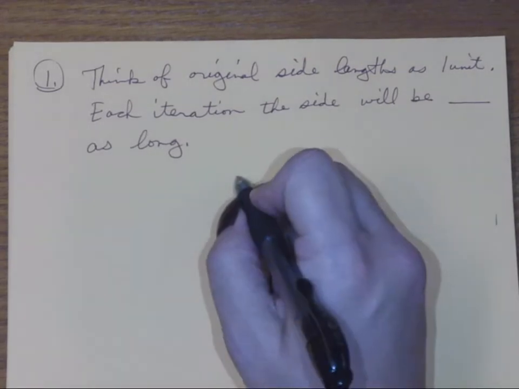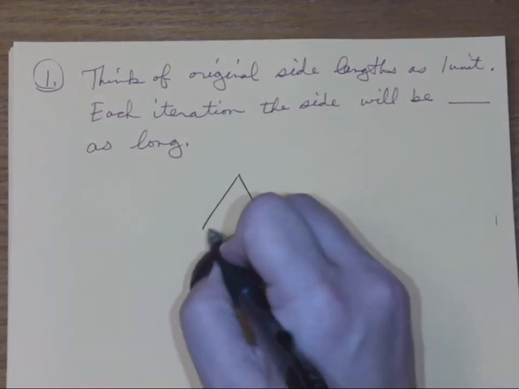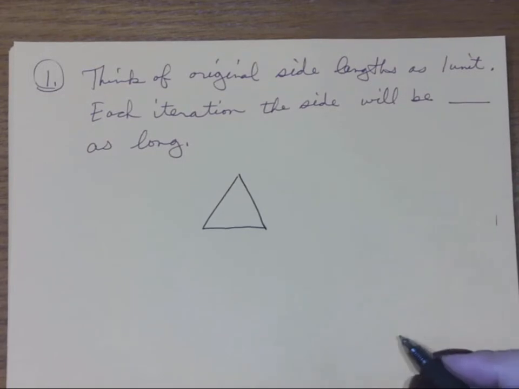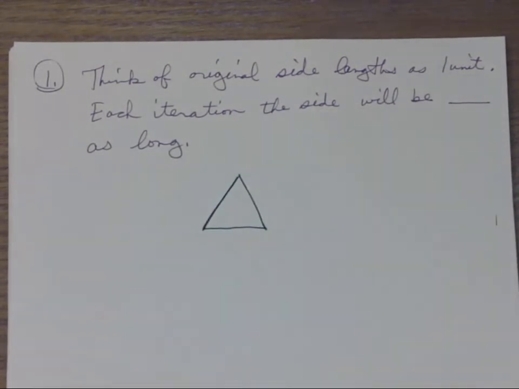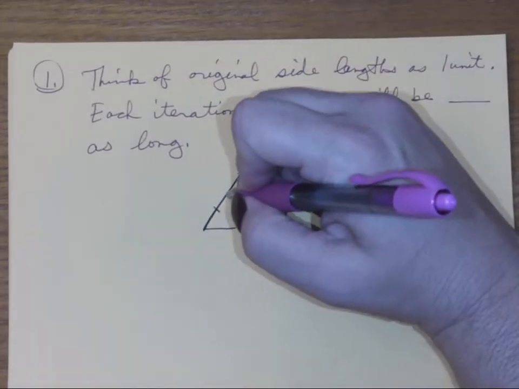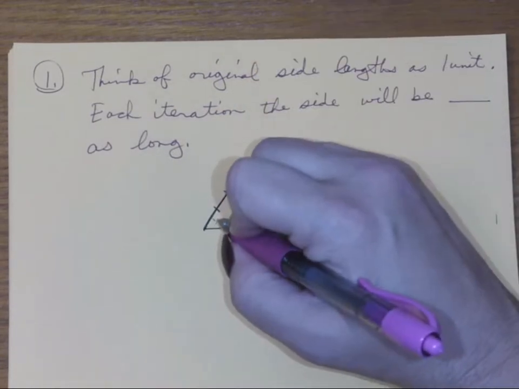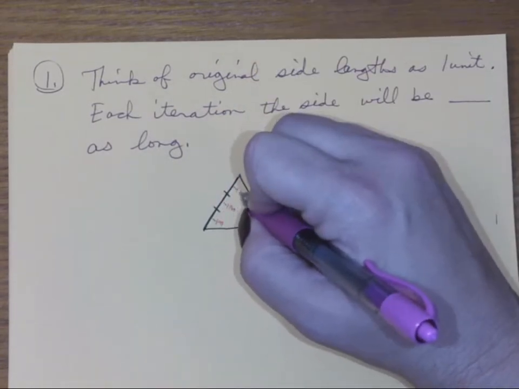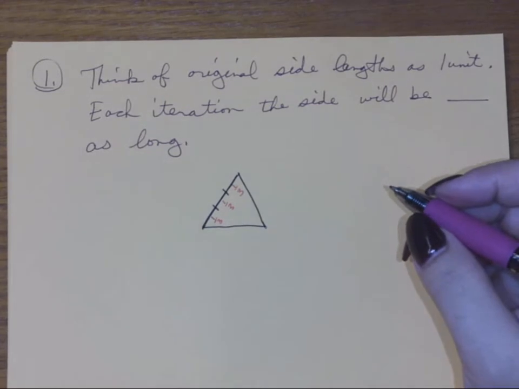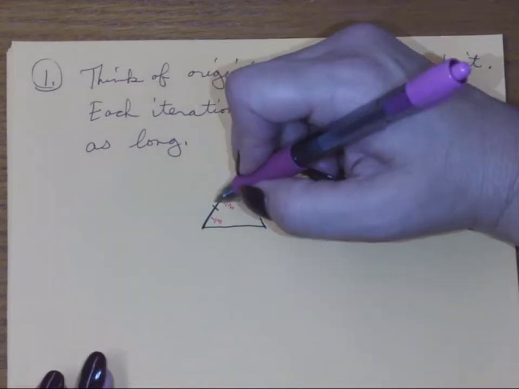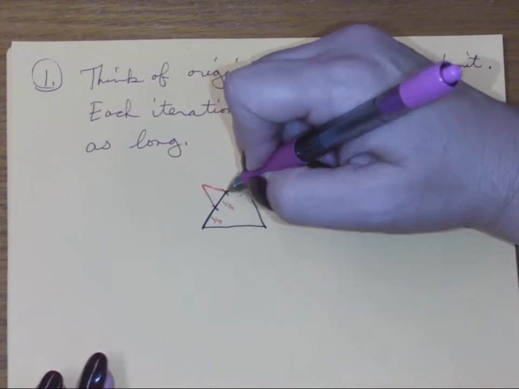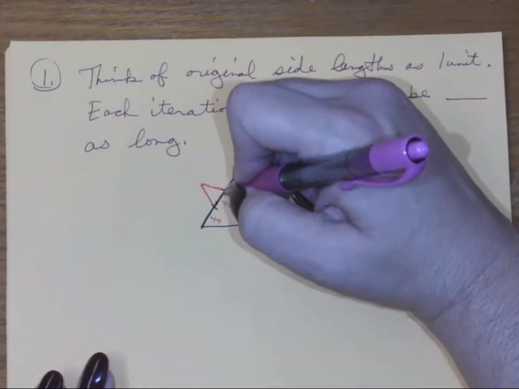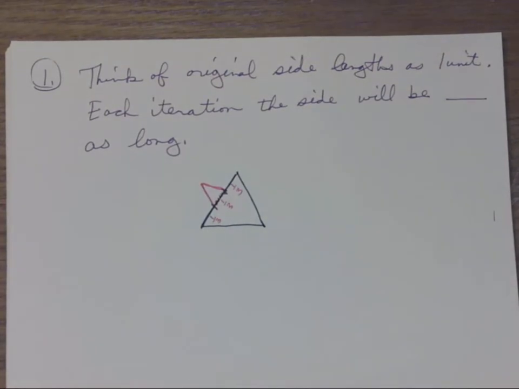So let me just draw. And you know I'm not an artist, so bear with me. Okay. So if this is 1 unit long right here, and I break it up into thirds, as close as I can get, then this is 1/3, and this is 1/3, and this is 1/3, right? Okay. And then we said we're going to draw an equilateral triangle added on the edge here, right? Okay. And then we erase that portion of the original side.